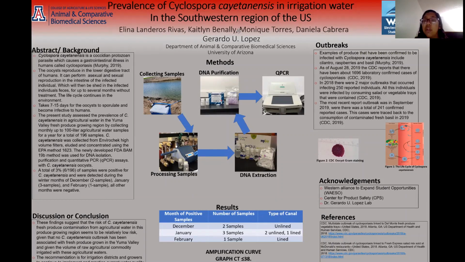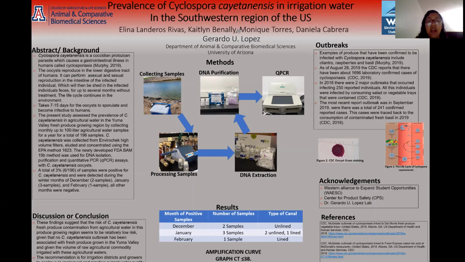As of August 28th, 2019, the CDC reported about 1,696 laboratory confirmed cases of cyclosporiasis. In 2018, there were 2 major outbreaks that infected 250 reported individuals. All these individuals were infected by the consumption of contaminated salad or vegetable trays. The most recent reported outbreak was in September of 2019, with a total of 241 confirmed cases. These cases were traced back to the consumption of contaminated fresh basil in 2019.